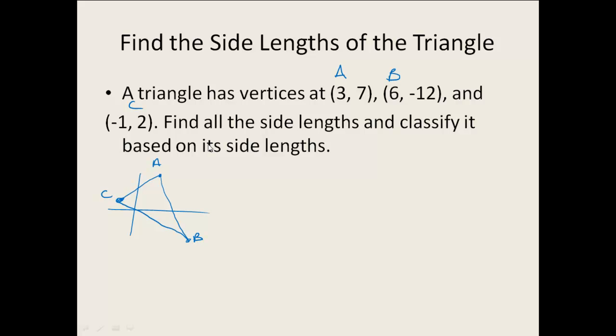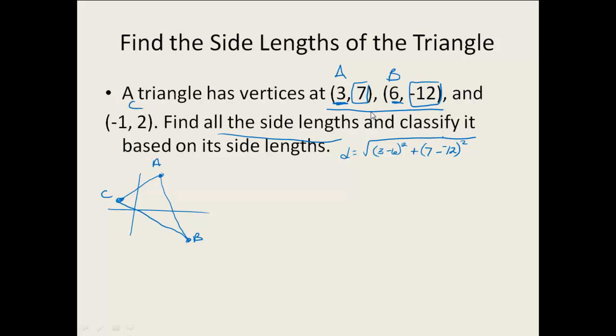It wants us to find all of the side lengths. Well, I'm going to start by finding AB. So what it's asking me to do is find the distance between A and B. So I'm only going to be using those 2 points first, and I'm going to use my distance formula, which says I take the square root of x1 minus x2. So I'm going to take 3 minus 6. And that quantity is going to be squared plus, and then I need to take y1 minus y2. So I'm going to have 7 minus a negative 12 squared.